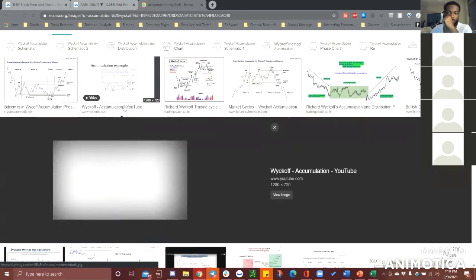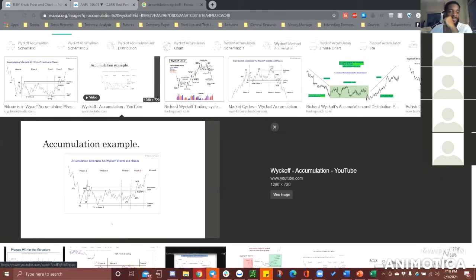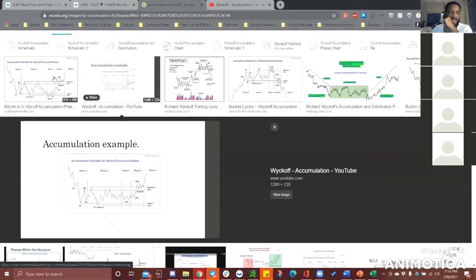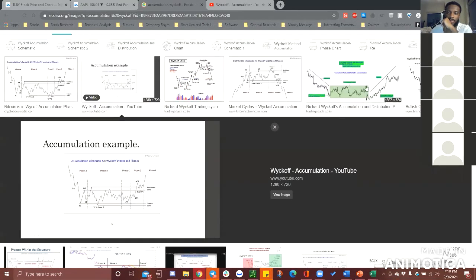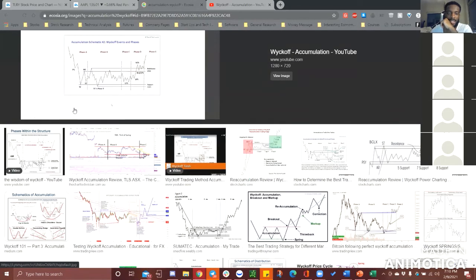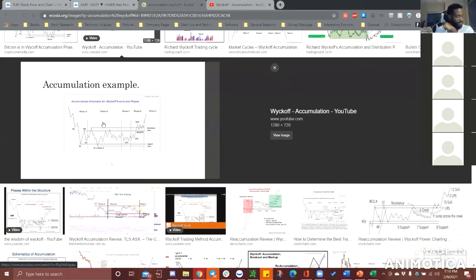So you have these different phases where price is right here. Can everybody see this? Is this good? Let me make this bigger. Oops. Yeah, we can see it. Yeah, okay, so I'm just going to try to do it from here.